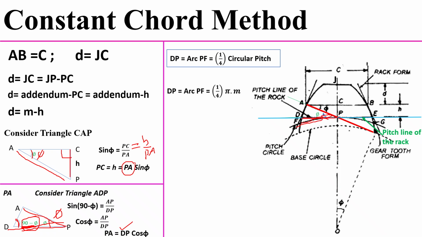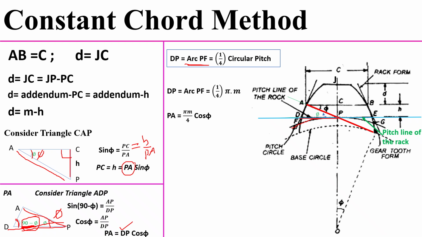So DP equal to the arc of PF. This arc PF value is 1/4 into circular pitch. We know circular pitch equal to pi into m. Then DP equal to the arc of PF, which is equal to 1/4 of circular pitch, which is equal to 1/4 into pi into m. Here m is the module.